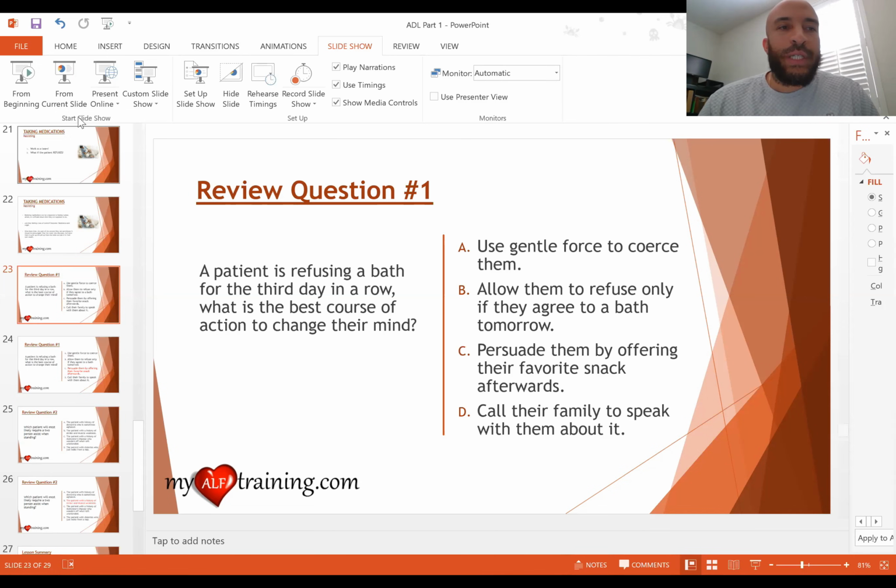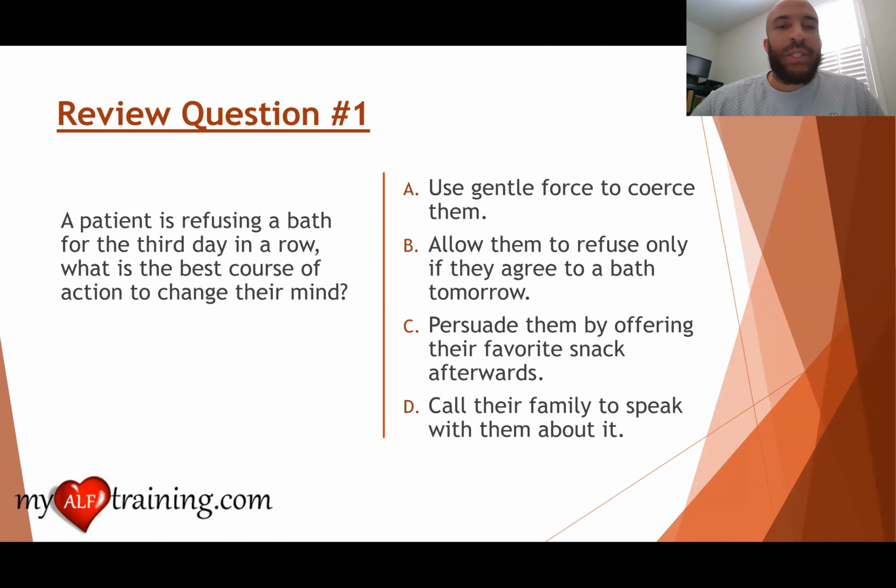So this first question says, a patient is refusing a bath for the 3rd day in a row. What is the best course of action to change their mind? Should we A, use gentle force to coerce them? B, allow them to refuse only if they agree to a bath tomorrow? C, persuade them by offering their favorite snack afterwards? Or D, call their family to speak with them about it? So I'll give you a minute. You think which answer is the best, and we'll talk about it in just a minute.